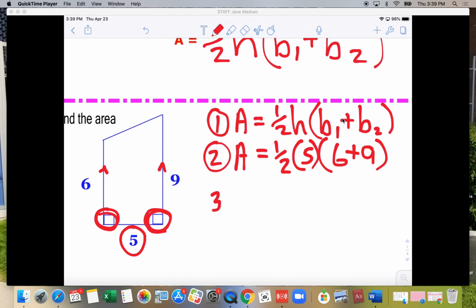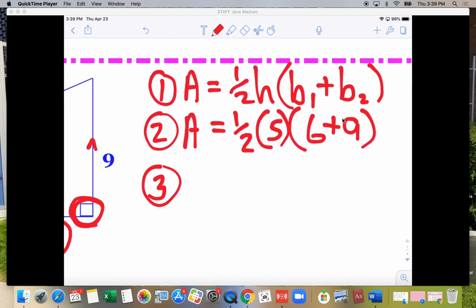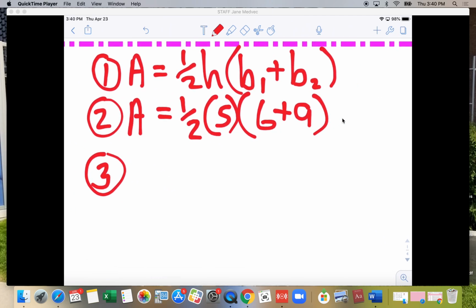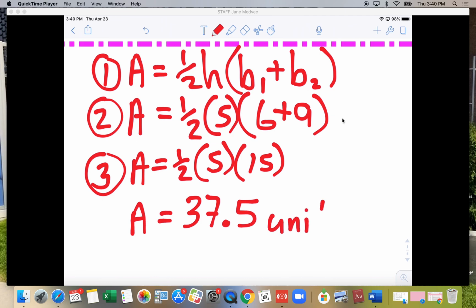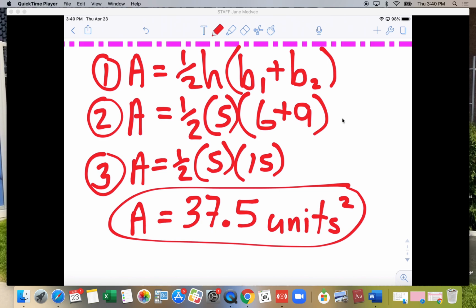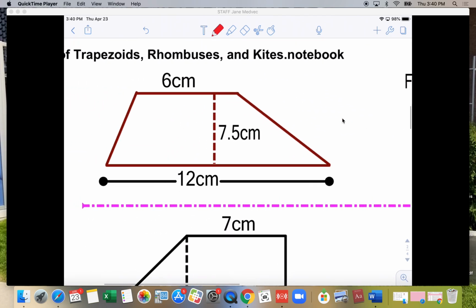And then the third step is following this through. This actually has more than one step. Area equals 1/2, 5, and then 6 plus 9 is 15. I bring that through, and I end up with 37.5, or 37 and 1/2, and it would be units squared. The reason it's units squared is because it's area. All right, let's move on to the next shape.